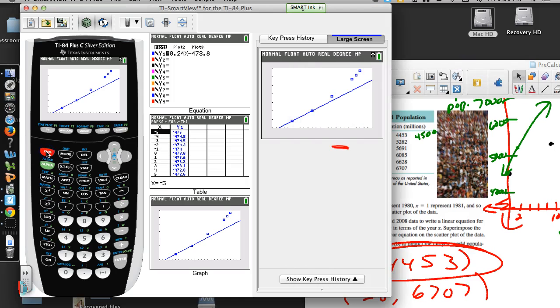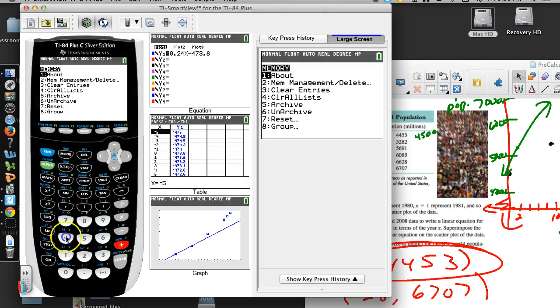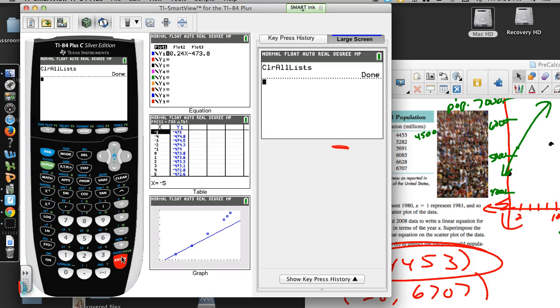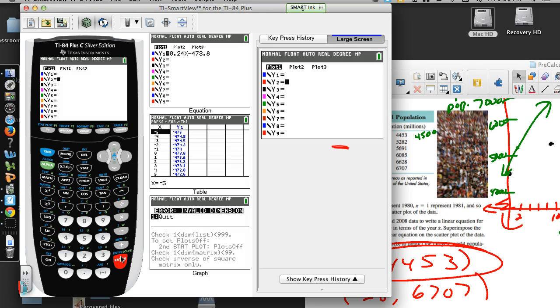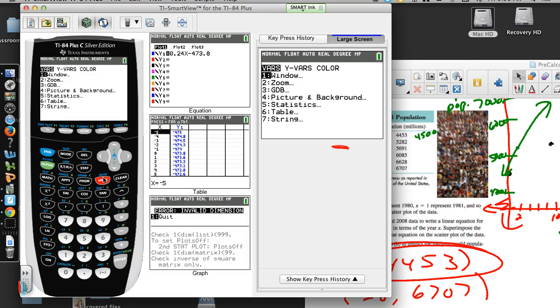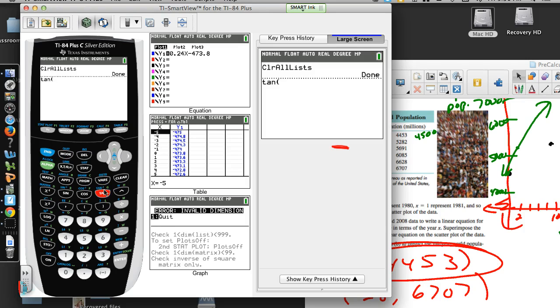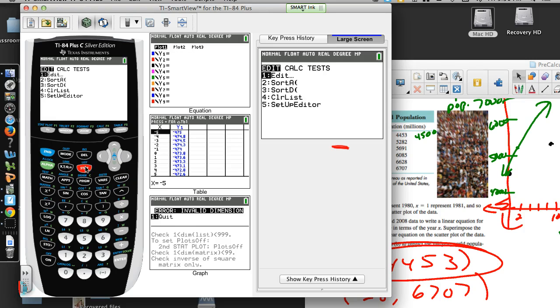So the first thing I hit is second memory, number 4. I'm going to clear all of my lists in the stats. And then I will go into y equals and clear the equation that I had previously. Now, I go into stats, and I'm going to edit those statistics. Oops, wrong button. It did a second feature for me there. Second, quit. All right. Wow, it's having some issues. There we go. Okay, so there's our stats.